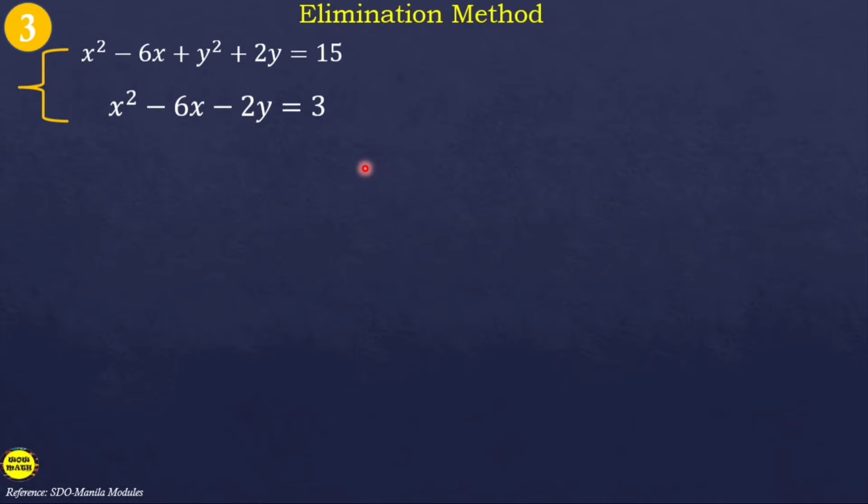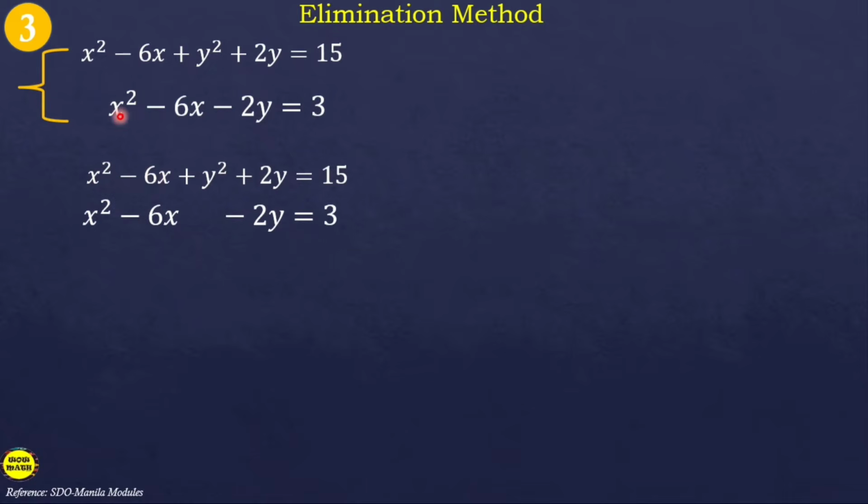For example, may given tayo ng x squared minus 6x plus y squared plus 2y is equal to 15. And x squared minus 6x minus 2y is equal to 3. So, ang target natin ay mayroon tayo dapat ma-eliminate. So, ang gagawin natin para meron tayong ma-eliminate dito, pagpapantayin natin, no? Halimbawa, si x squared dapat katapat siya ni x squared. So, itatapat natin sila doon sa kapareho nila.